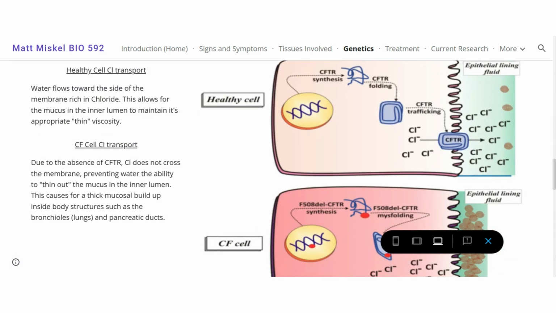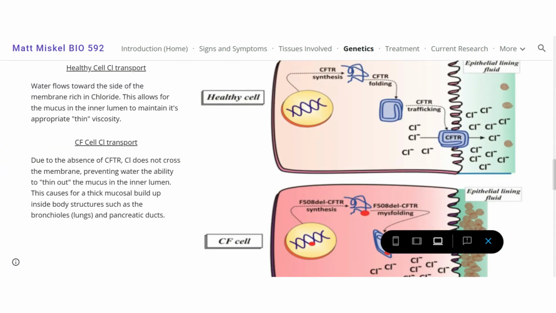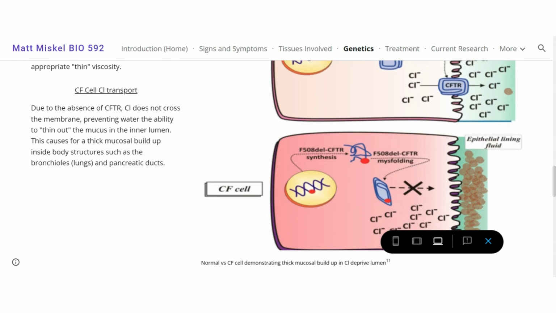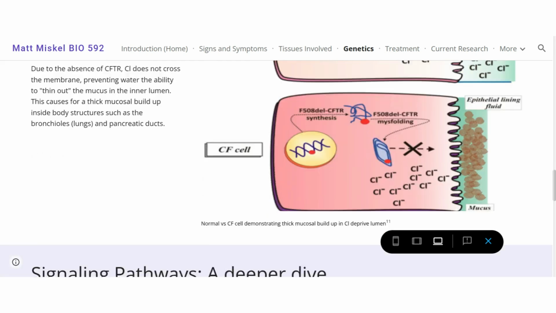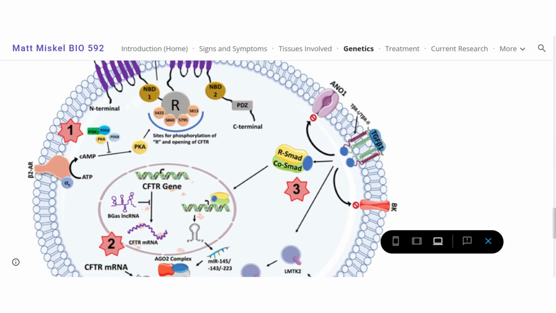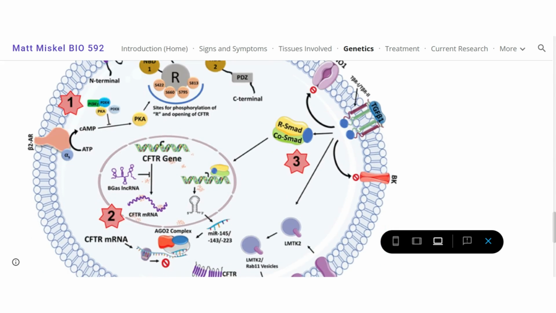And here it is again in a different way, emphasizing the chloride flow to help them understand that water is not going to flow into an area that doesn't have these ions. And so you're going to have the thick mucus versus the thin. And if they wanted a deeper dive, I went ahead and added the signaling pathways here.